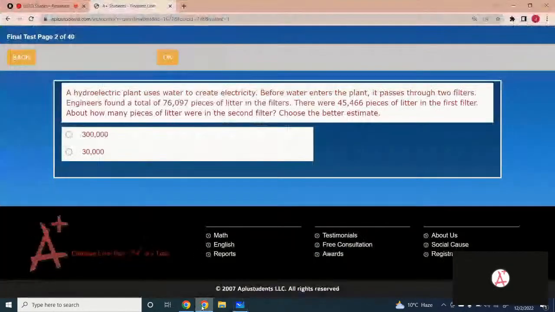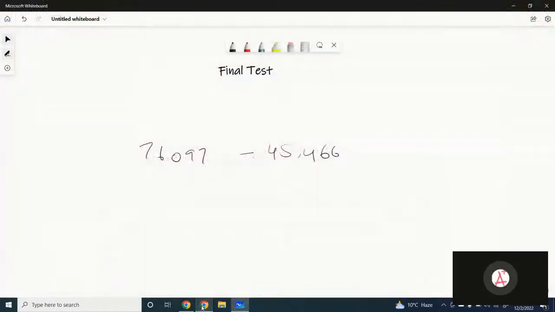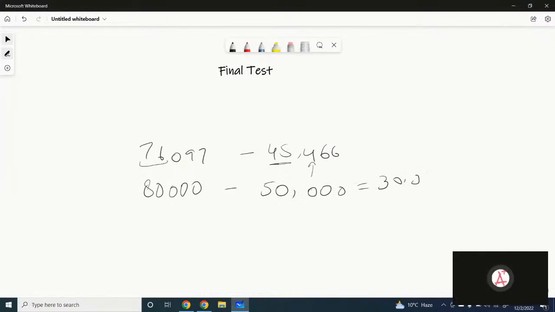Okay, so you have to round off the numbers. Got it? Round off to the nearest 10,000. So 76,097, it would be 76. It is greater than 75, so it would be rounded to 80. Got it? Then you have 45,466. So it is 45. It is equal to 50, so it would be rounded off to 50. So when you subtract them, it would be 30,000. Got it? Yes, it is 30,000.